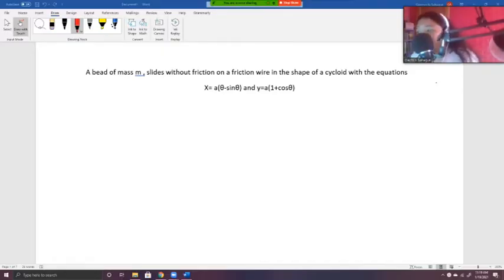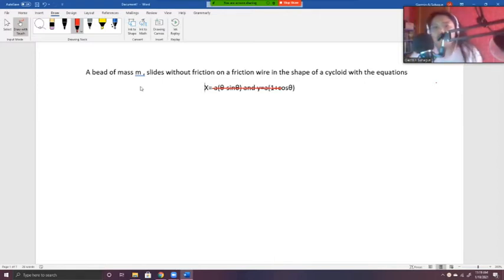Okay, hello everyone. I'll be talking about the first question of the exam. I will try to solve it step by step. Okay, so the problem: a bead of mass slides without friction on a wire in the shape of a cycloid with this equation here.